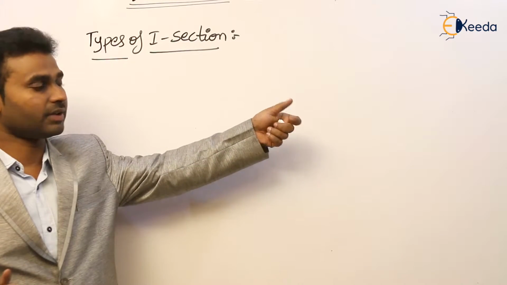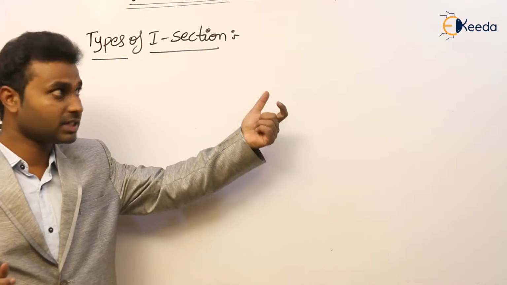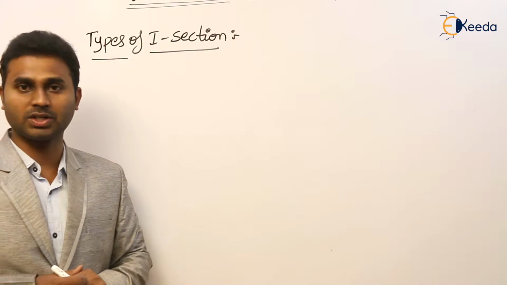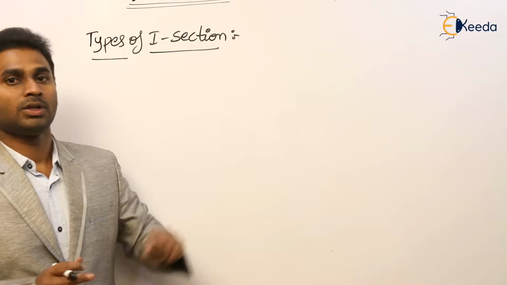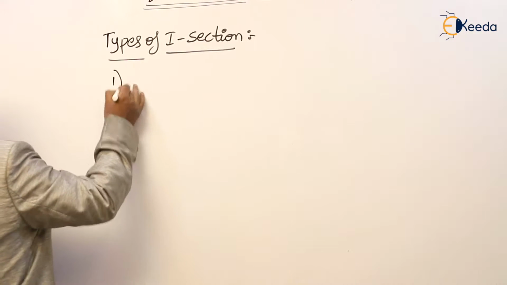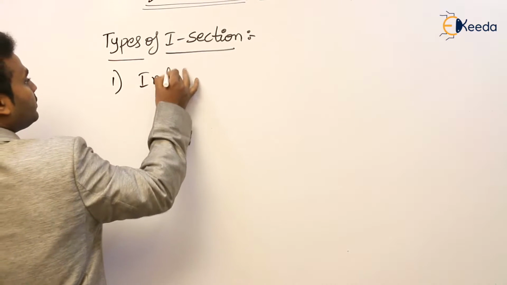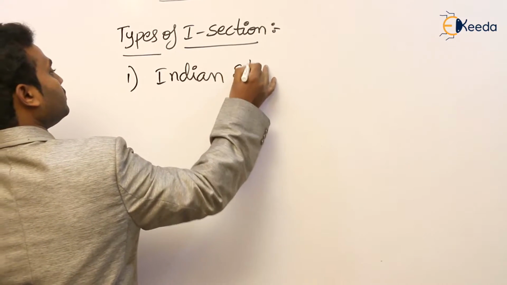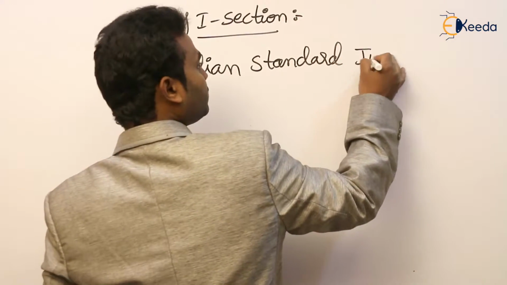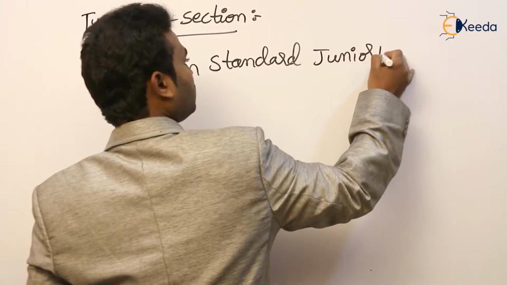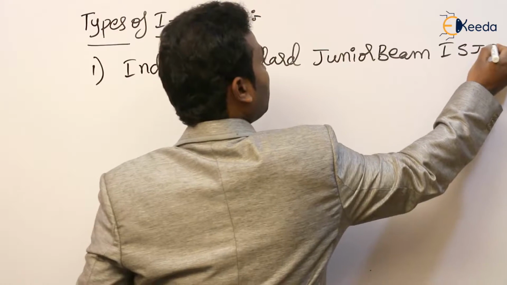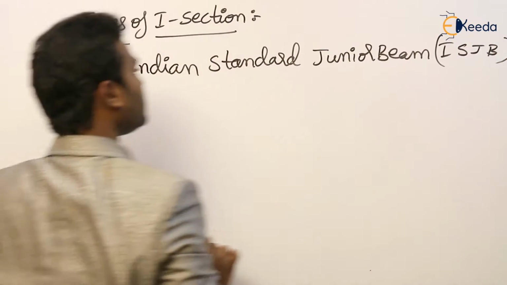We have discussed the I section and what is mentioned in the steel table regarding it. Every detailing is mentioned, and we have seen how it is represented. Now let us see the different types of I section that are manufactured. The first is the Indian Standard Junior Beam. So this is ISJB.